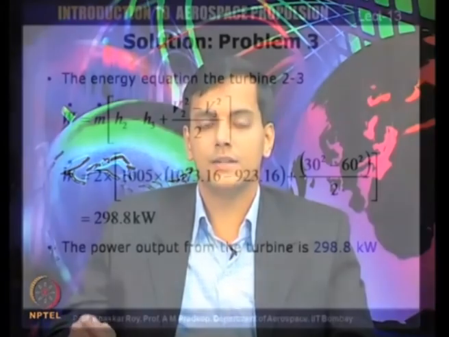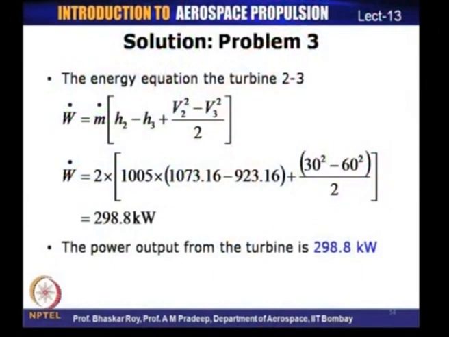So, if you make these assumptions, then we shall get an expression in terms of the enthalpy and also the velocities. In this case, we have also been given the velocities and they are not equal, and so you cannot assume that the change in kinetic energy across the turbine is equal to 0. And so, if you substitute these assumptions in the energy equation, we get W dot is equal to m dot times (H2 minus H3 plus (V2 square minus V3 square) by 2).